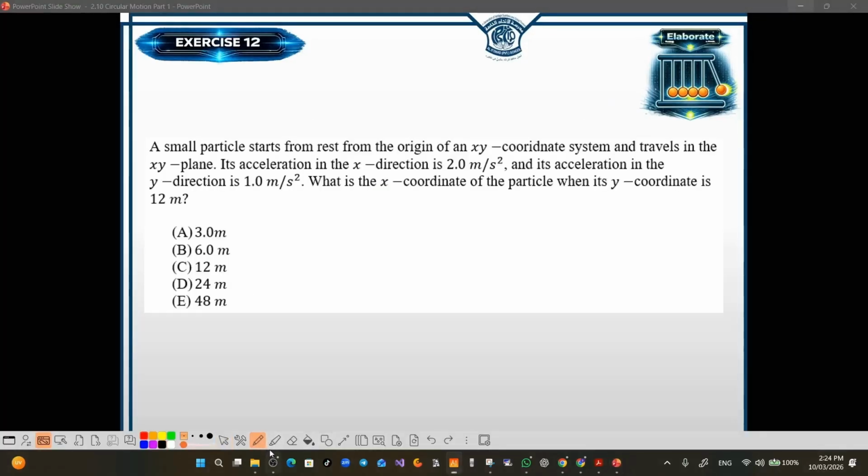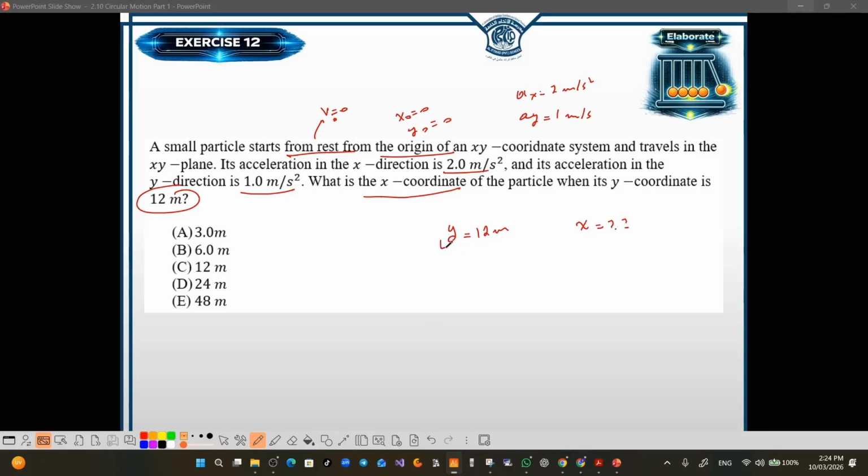A small particle started from rest, so the initial velocity is 0, and from the origin, so x0 is equal to 0 and y0 is equal to 0. It travels along the xy plane, its acceleration along the x-axis is 2 and along the y-axis is 1. So ax is equal to 2 and ay is equal to 1. We need to know what is the x coordinate if the y coordinate is 12. What will be the x coordinate at this y coordinate?